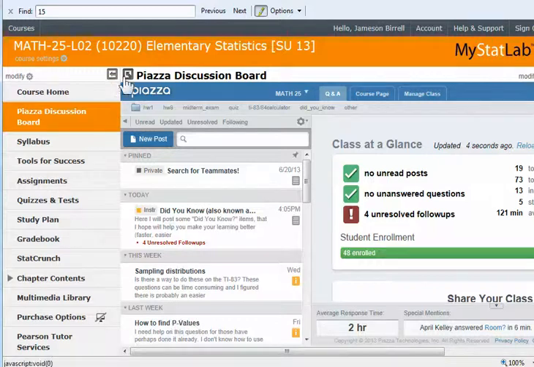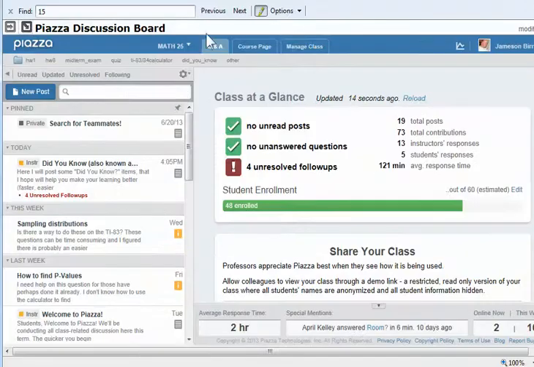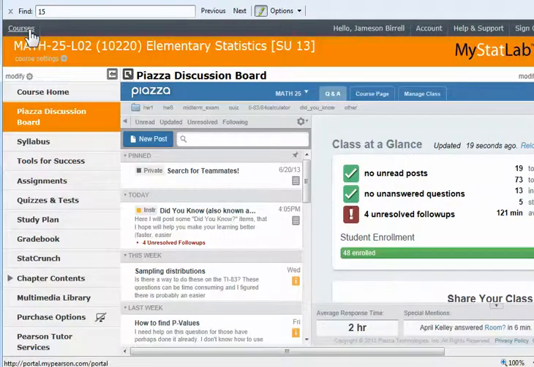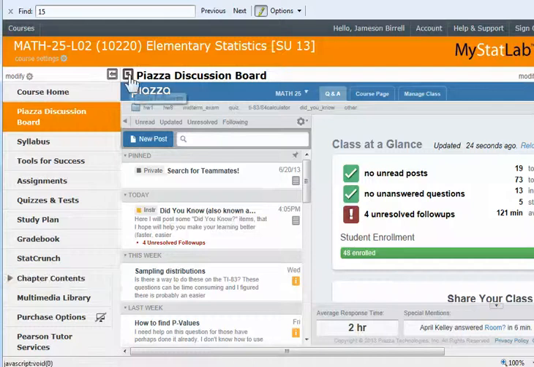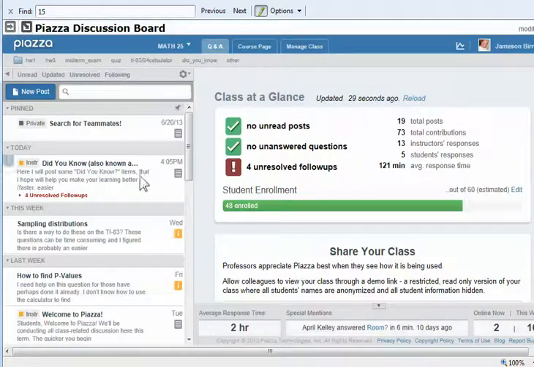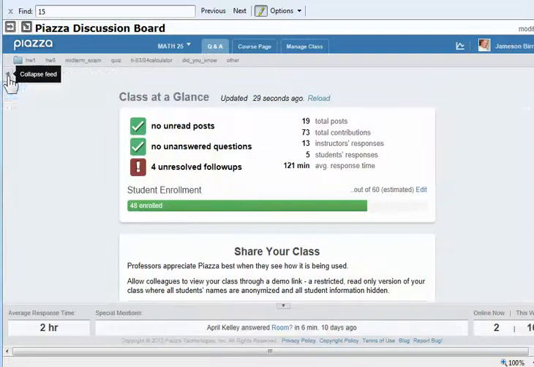So I'm going to go ahead and compress the MyMathLab pages so that I just see what's inside the main panel. And then in a second, I'm going to compress it even further. But this is the Piazza discussion board. Again, if I pan back out, I can see my regular MyMathLab here. So I'm just clicking up here, and I can compress this even further.